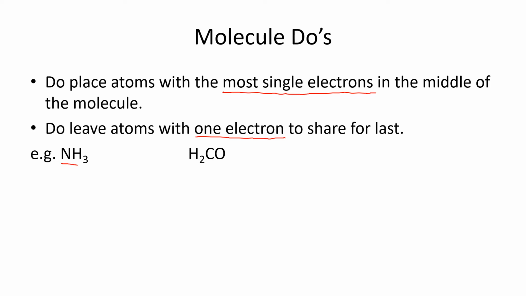So we have NH3 here. Nitrogen has 5 valence electrons, and we can see there's 3 of them that are single and available to bond. Hydrogen only has 1, so we're going to put the nitrogen in the middle. There it is, nitrogen in the middle. And so now we're going to line up these hydrogens to make covalent bonds with each of those single electrons.